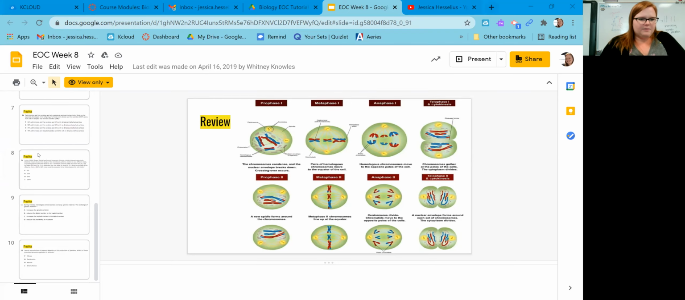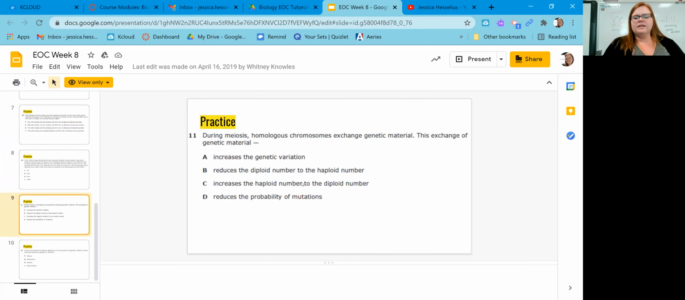Okay, let me find a meiosis practice question real quick. I think there's one in here somewhere. Here we go. During meiosis, homologous chromosomes exchange genetic material. It's not using the term, but we know that this exchange of genetic material is called crossing over. That's when your homologous chromosomes, like it says here, swap a little bit of DNA. This exchange of genetic material increases genetic variation.